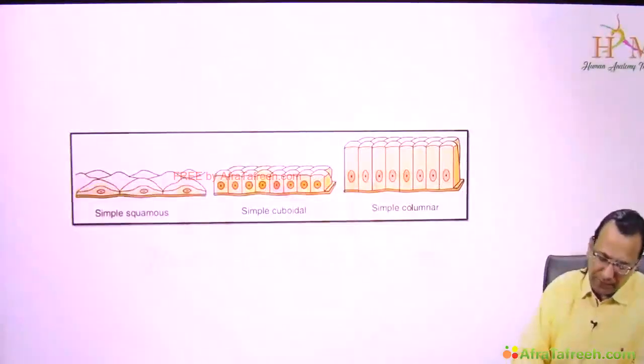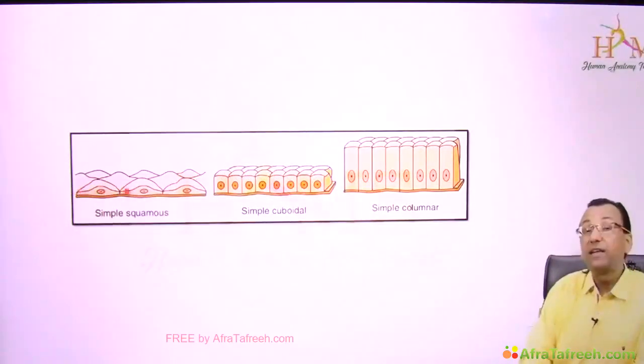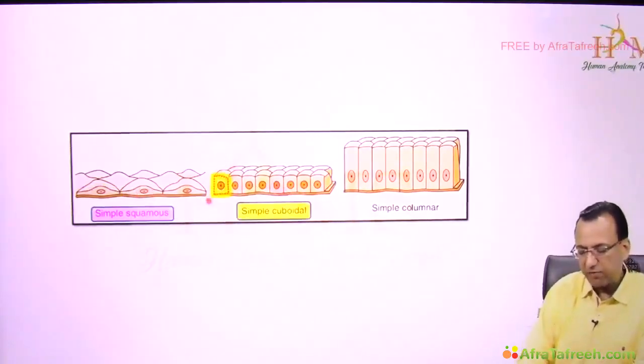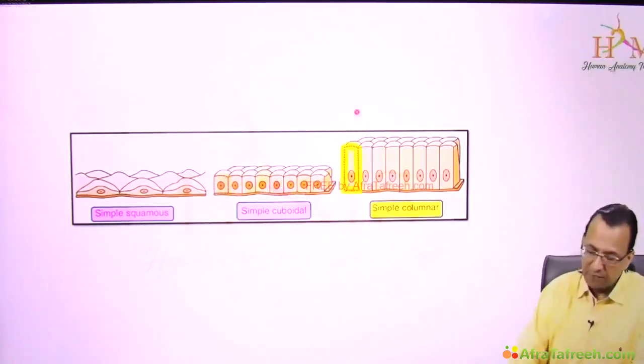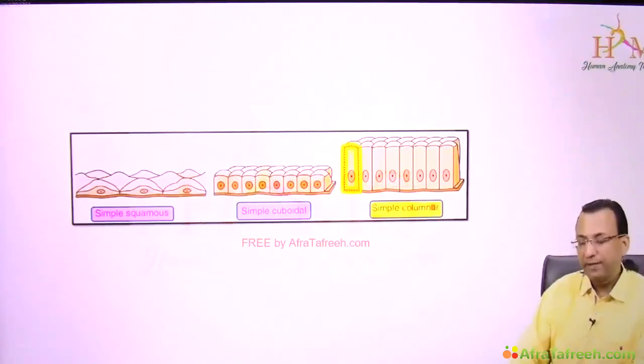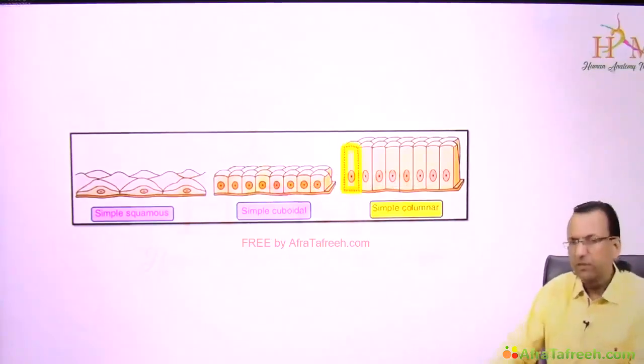If it is a flat cell with flat nucleus, then you say simple squamous. If height is equal to breadth and a central spherical nucleus, then it is cuboidal epithelium. And if height is more than the breadth, with an oval basal nucleus, then it is simple columnar epithelium. We have to draw them ourselves.